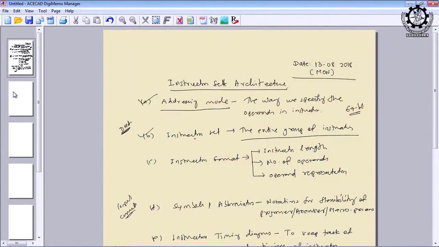We shall see how the same problem can be written in various ways using a lesser number of instructions and using a larger number of instructions, right. So, under this instruction set, all these issues will come out. We will see each of these groups of instructions one by one. Then instruction format is also equally important. What is instruction format? Under the instruction format, we have instruction length, number of operands and operand representation.